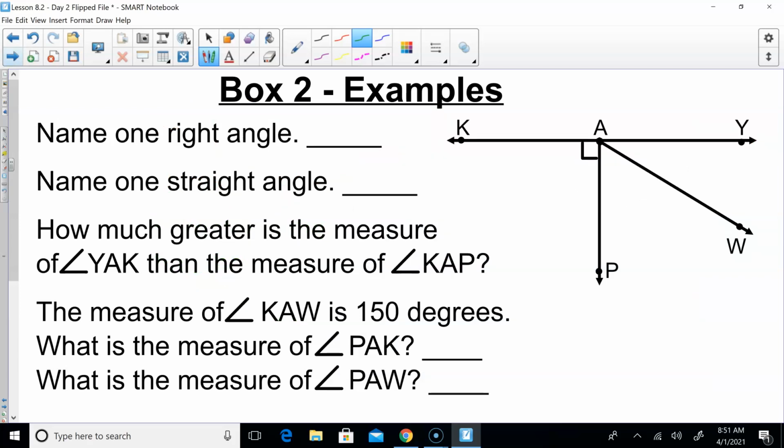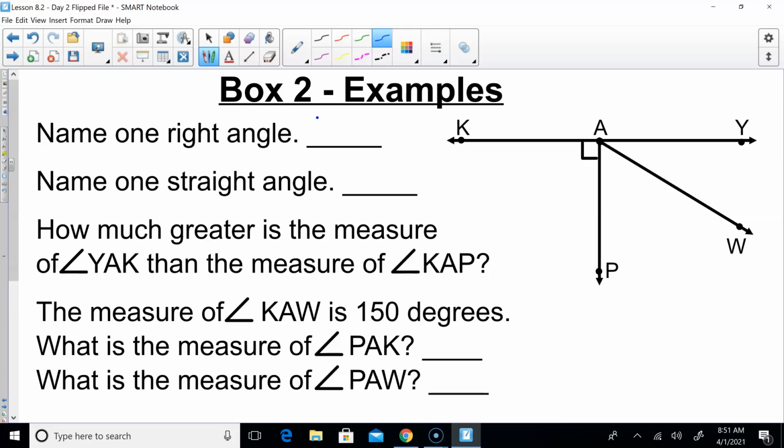And now we have an example again, just some more questions of how to answer these. Name one right angle. Name a straight angle. See if you can do these right now since this is our second day going through this, and see if you can solve these right now. And let's see if your answers match mine.